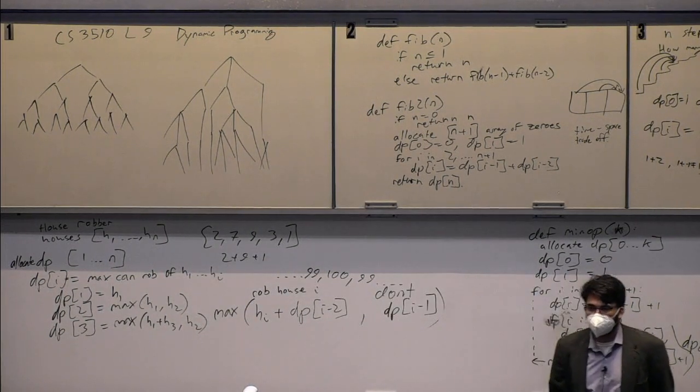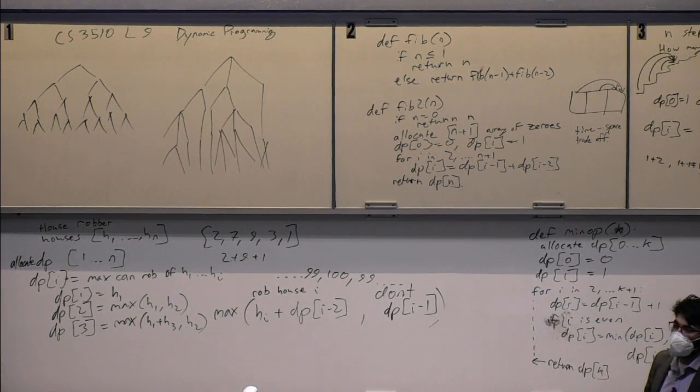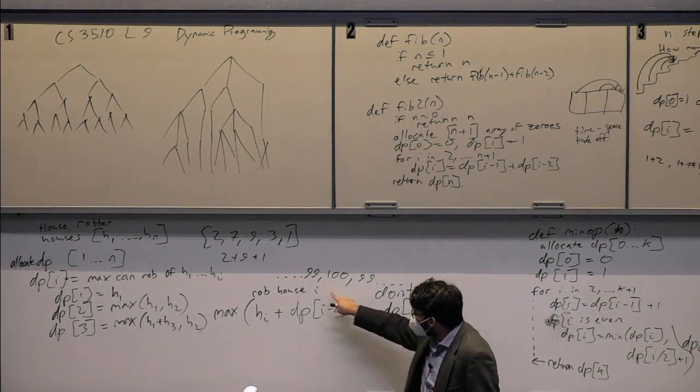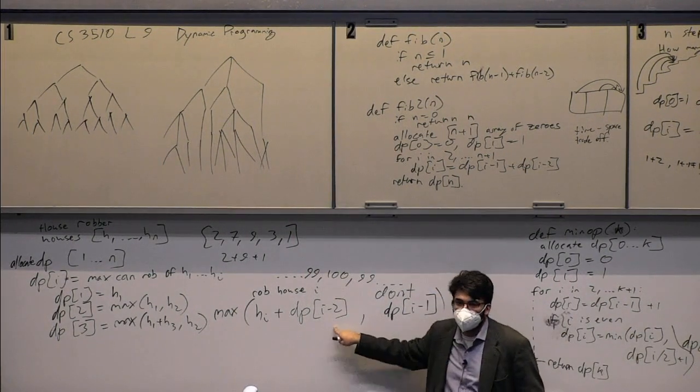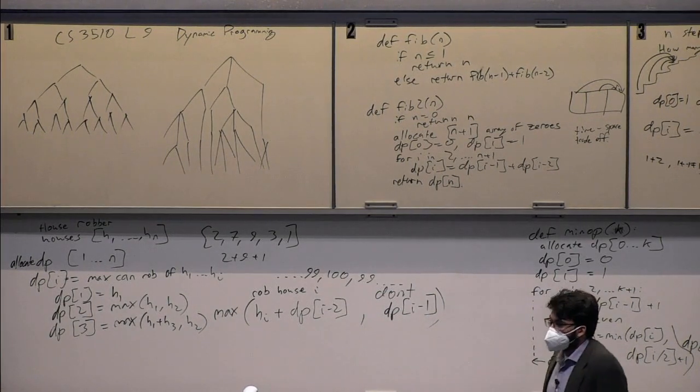The DP recurrence will always be some function of all your options, every single choice you have. You either rob house i or you don't, and then you simply take the max of whatever those two values are. That's the solution to the house robber problem.